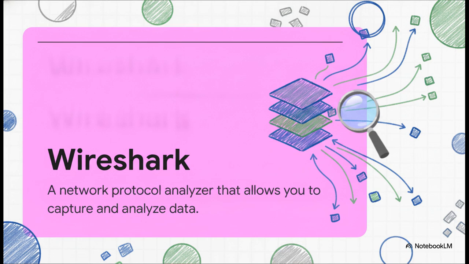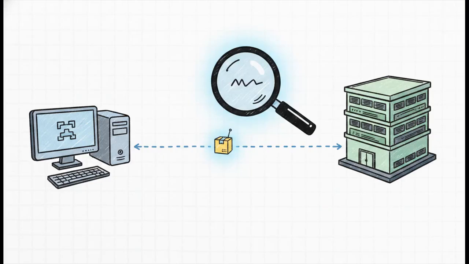Now, to actually see these invisible layers, we need a pretty special magnifying glass. Enter Wireshark. It's a seriously powerful network protocol analyzer. It essentially lets us freeze time, grab a piece of information right out of thin air, and peer inside the data as it's flying by on the network.